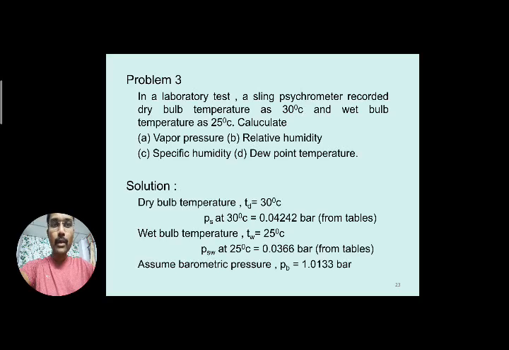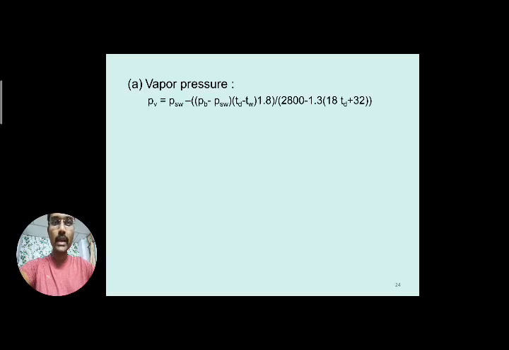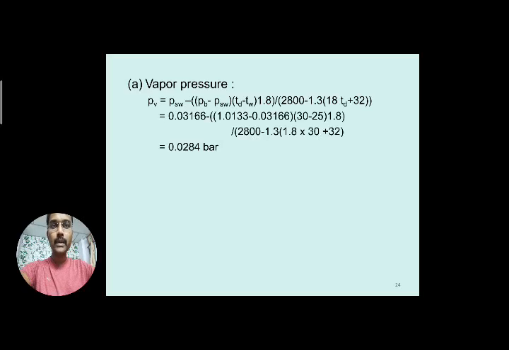Now barometric pressure is a standard one, it is 1.01325 bar. So to calculate the vapor pressure, we have all this relation, already we see this formula. In this, the known values are taken from some standard from steam tables, or in some cases are directly given in the data. So by substituting that, you will get the vapor pressure PV value equal to 0.0284 bar.